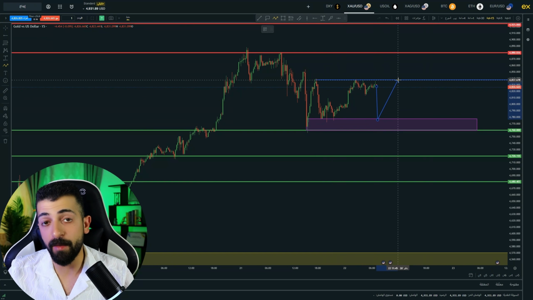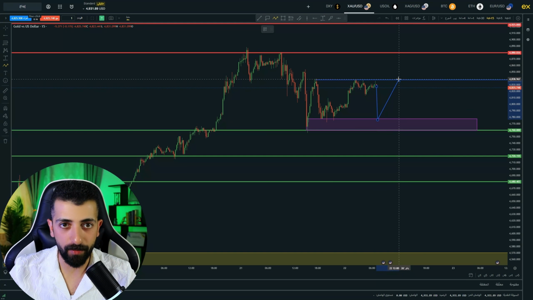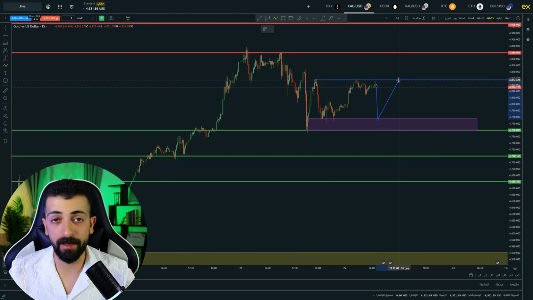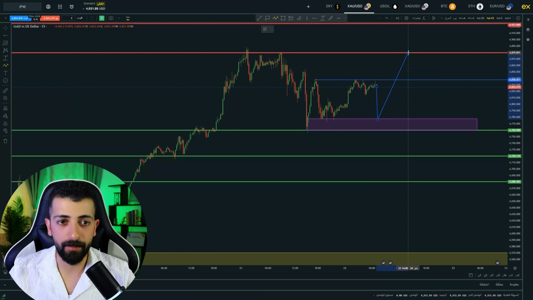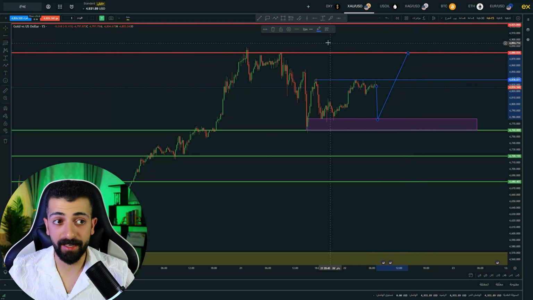The first point or the first resistance area is at 4,837. If you have a large contract, you can split it in half and continue your trade up to this level. This level here is your trade.